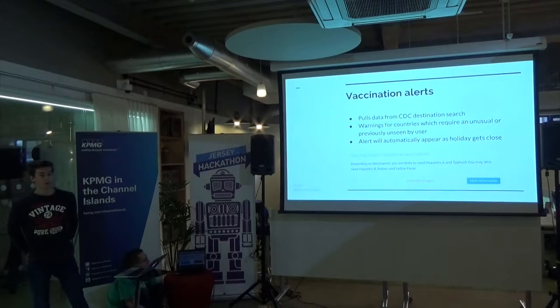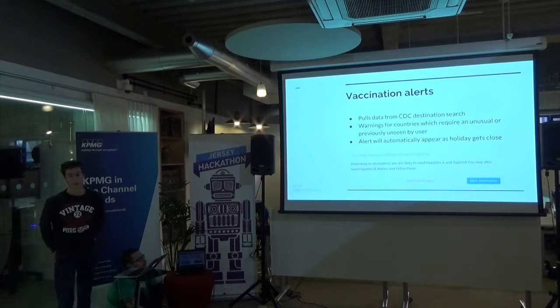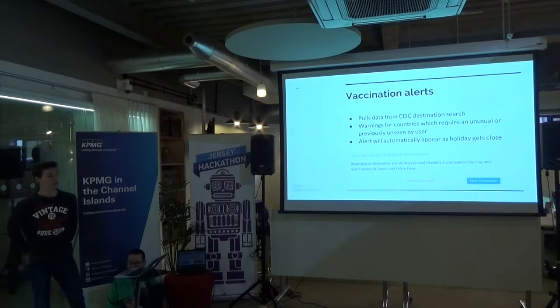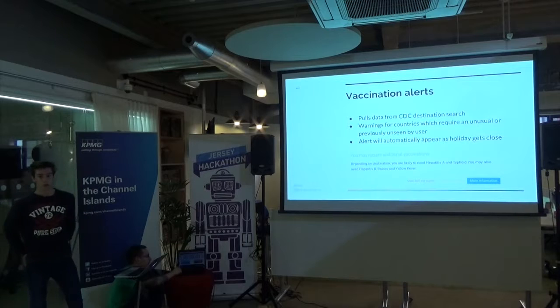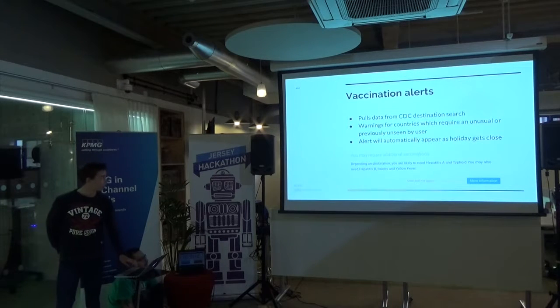So whenever you travel to a new country, one of the things you have to be careful about is vaccinations. So it pulls in data from the American CDC destination search and determines, based on the user's profile, whether or not they're going to need a particular vaccination. Any vaccinations for a country which haven't been seen before will show up as a warning, and as the holiday gets closer and closer, it'll remind you again, unless you hit don't remind me again. And then it'll keep doing that until you confirm that you have received the vaccinations you require.